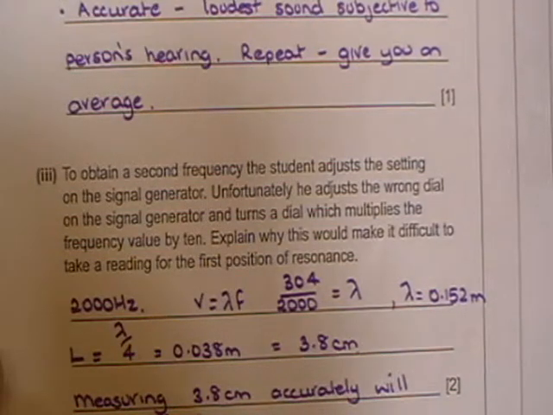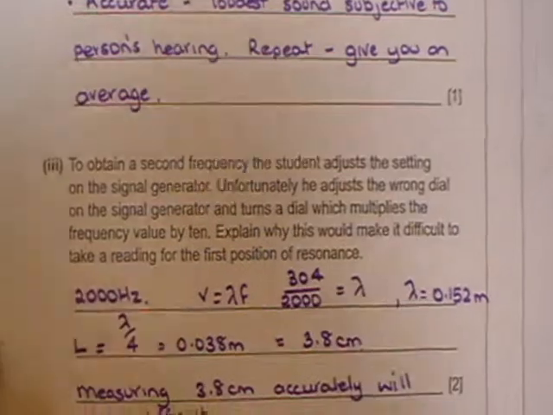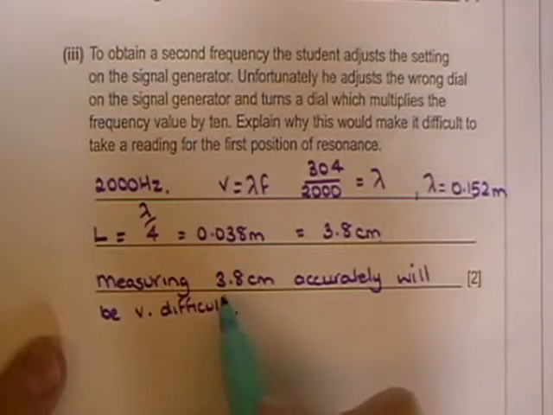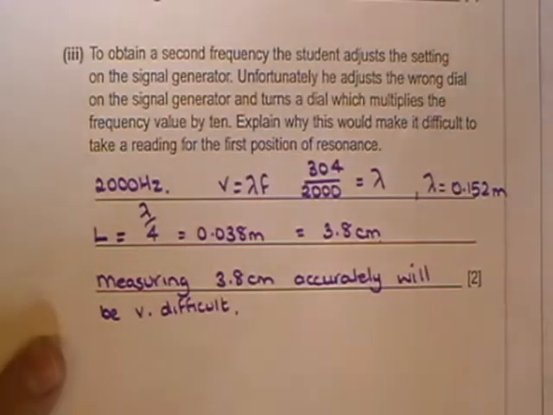Because you'll only be using the very shortest end of the tube, and to get 3.8 you'd probably measure 3 or 4 there, and 4 isn't just going to be as accurate as 3.8, so that's where the difficulty lies.